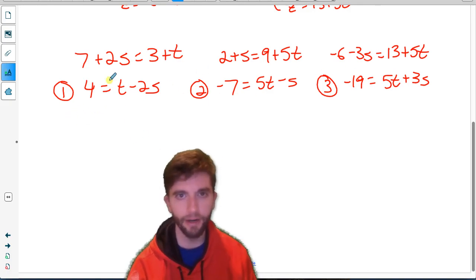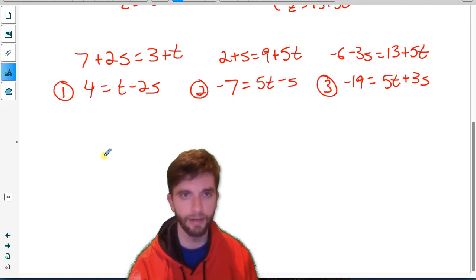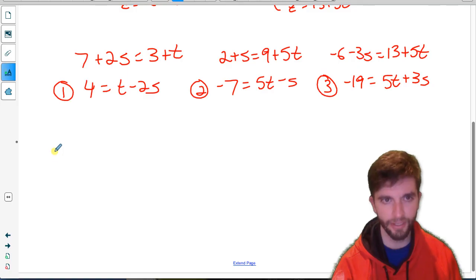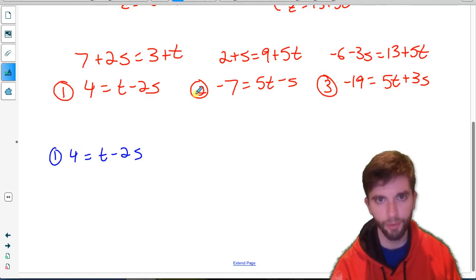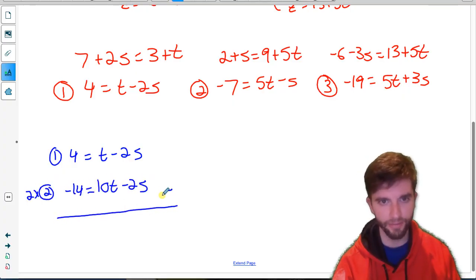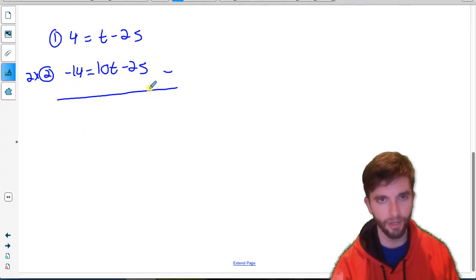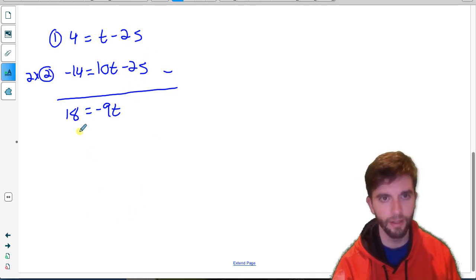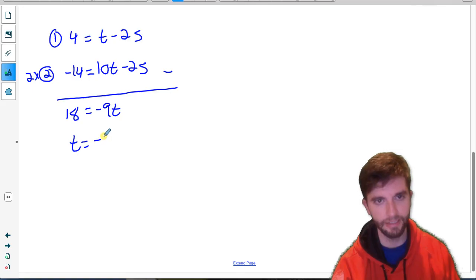We have to pick a pair of these 3 equations. Doesn't matter which pair. I'm going to pick equation 1 and equation 2, and then we'll solve for both t and s using substitution or elimination. I will use elimination. So let me eliminate the s's. So I can leave equation 1 exactly as it is, but I would have to multiply equation 2 by 2. And I can eliminate the s's if I subtract these 2 equations. So let me subtract all the like terms. 4 minus negative 14 is 18. t minus 10t is negative 9t. Negative 2s minus negative 2s is 0s. So I get this, which I could then solve and get t equals negative 2.